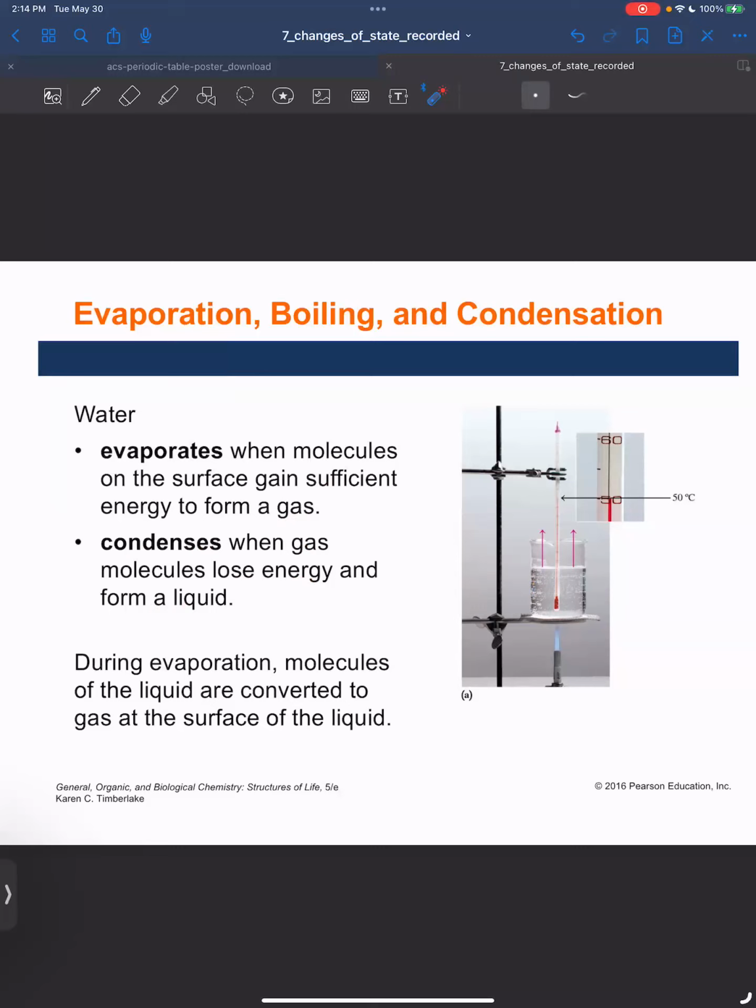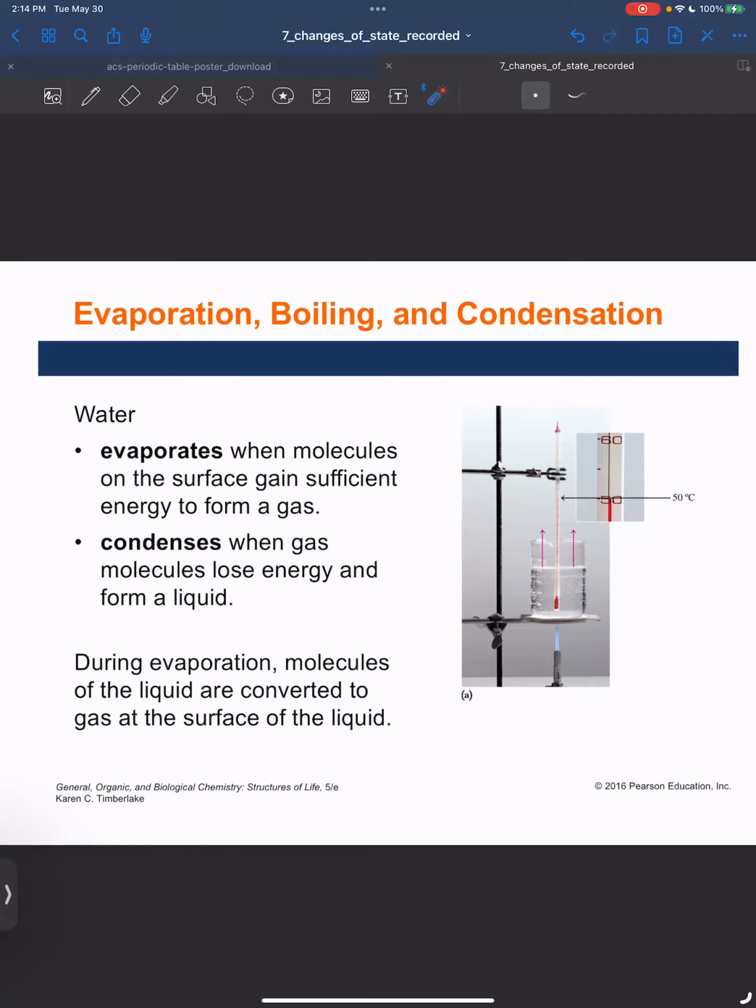During evaporation, molecules of the liquid are converted to gas at the surface of the liquid. So in this case here, we are boiling water in a beaker, or actually another substance, it looks like, because it's at 50 degrees Celsius and water boils at 100 degrees Celsius. So we have a different substance here, or maybe even at 50 degrees, a little bit of those water molecules may start to evaporate. So there you go. You can see the surface.